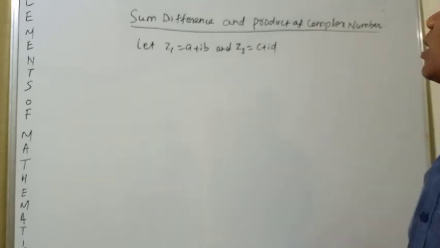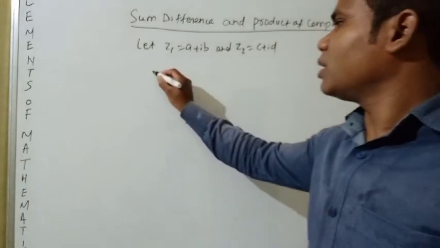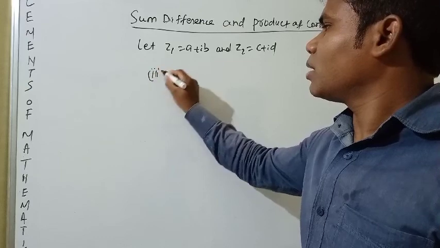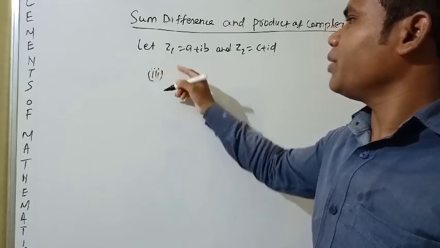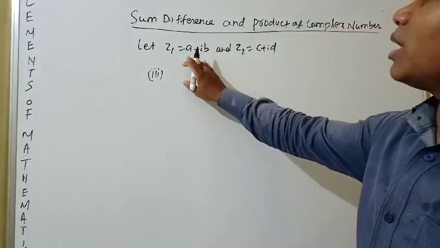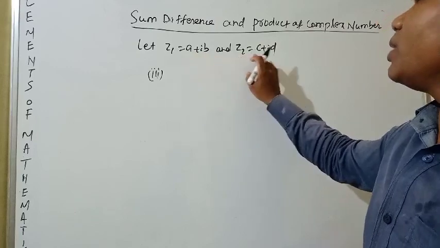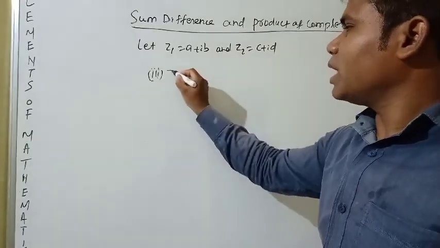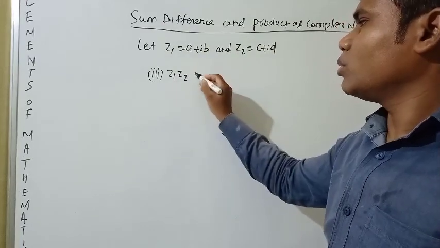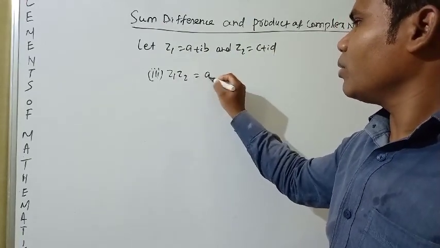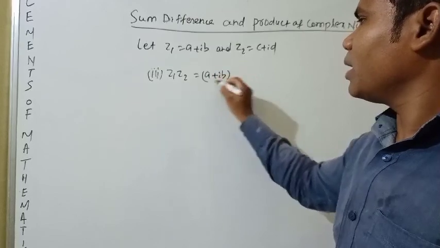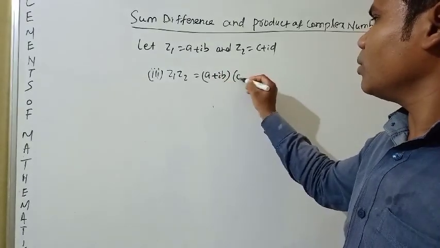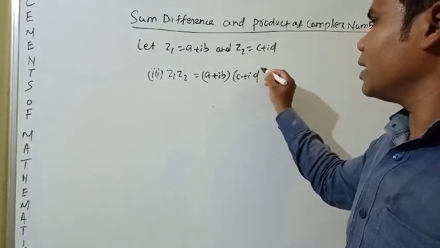Next you see product of complex number. You see Z1 is a complex number, I have taken A plus IB. Z2 is a complex number, I have taken C plus ID. Product means Z1 into Z2. Z1 is equal to A plus IB, Z2 is equal to C plus ID.